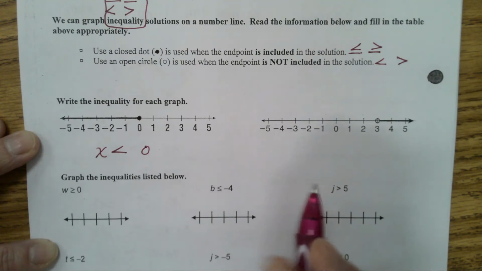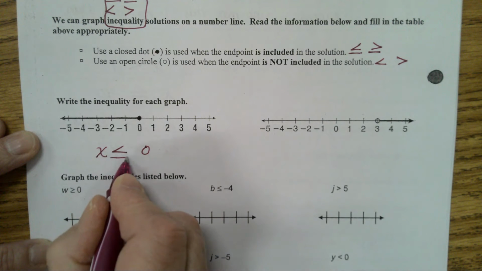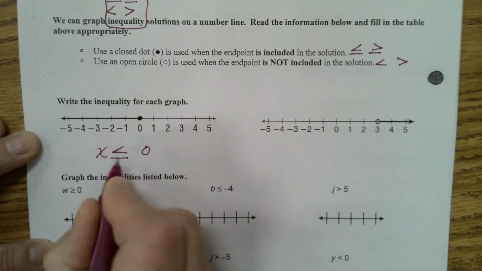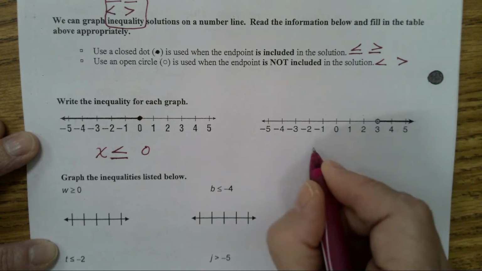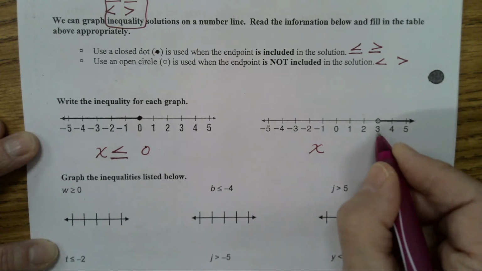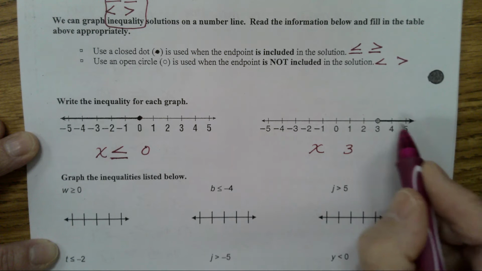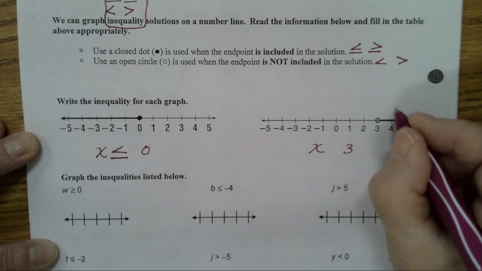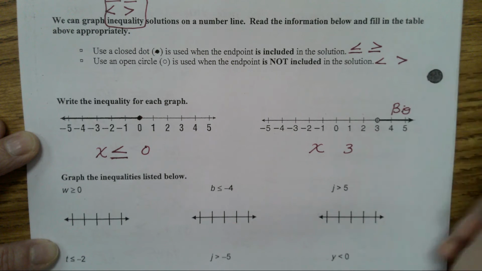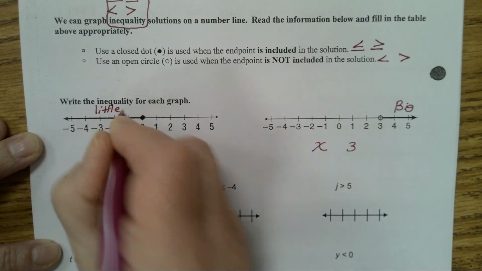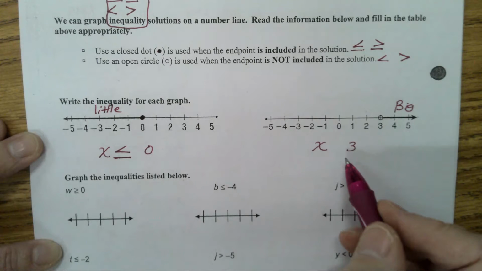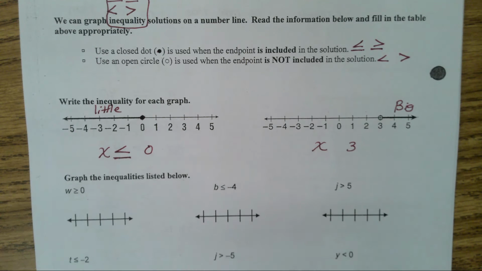X is less than or equal to. When it's a closed circle, it has to have this bar underneath it, okay? Now let's go to this one. X, the circle's on the 3. It's going to the right. That's where the big numbers live. Big numbers always go to the right. The little numbers go to the left. So, yeah. Okay. All right.